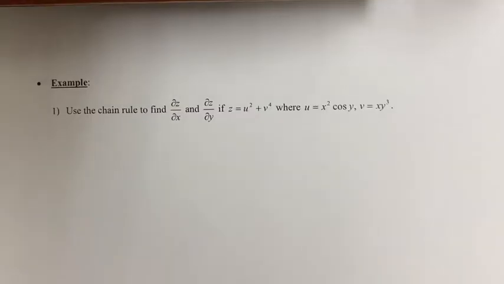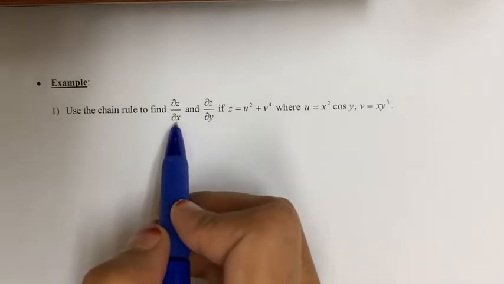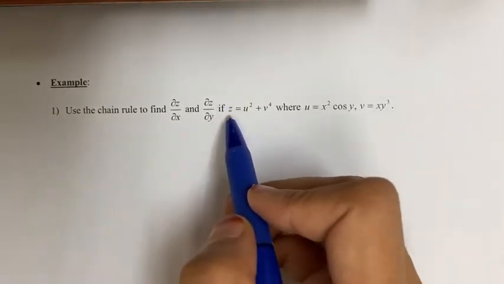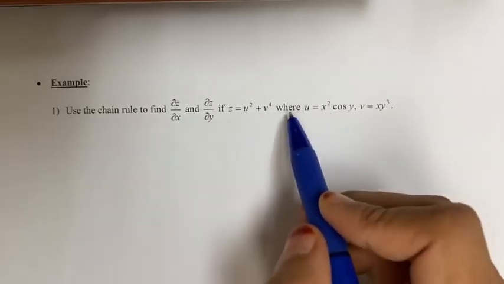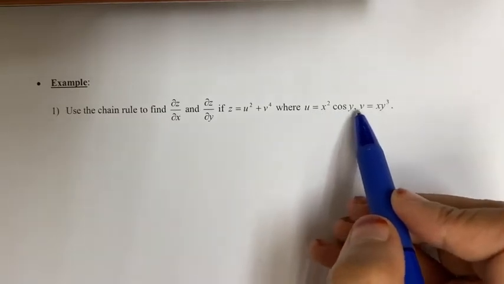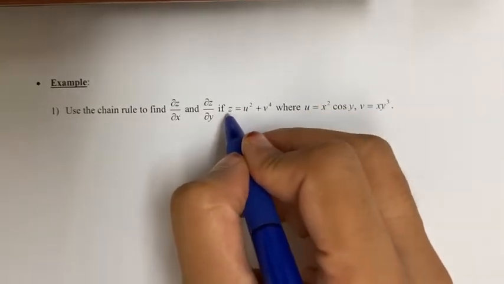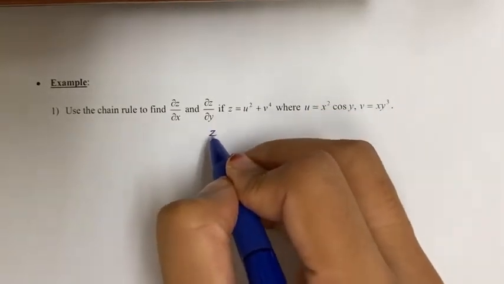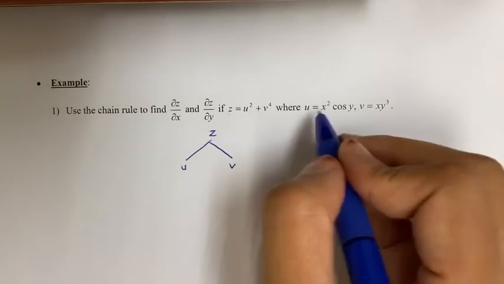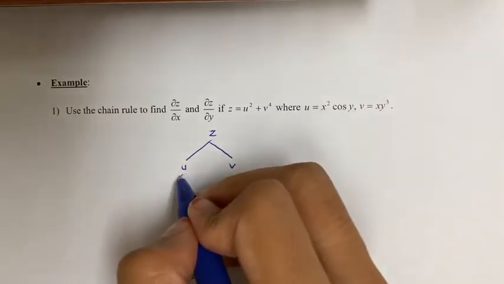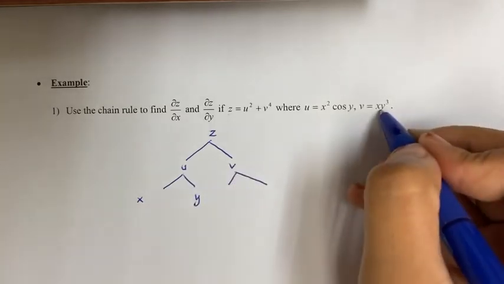Continue with the example. The first example, use the chain rule to find del z over del x and del z over del y if z is equal to u squared plus v to the power of 4, where u equals x squared cos y, v equals x y cubed. So for the chain rule, your z is a function of u and v. And then you have x and y here, x and y. Then for v, you have x, y.